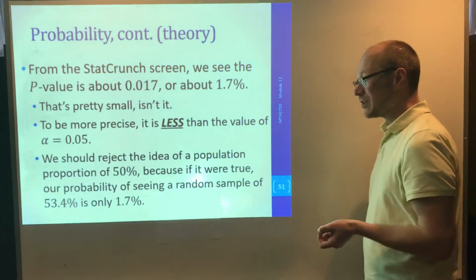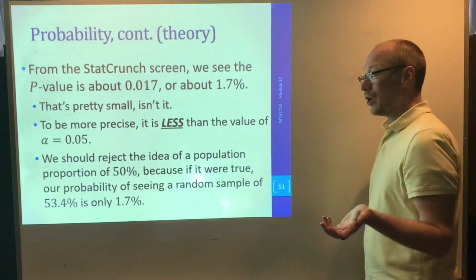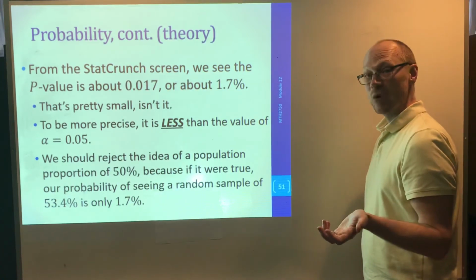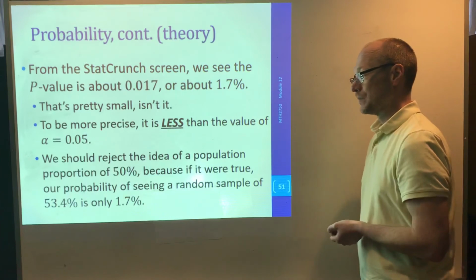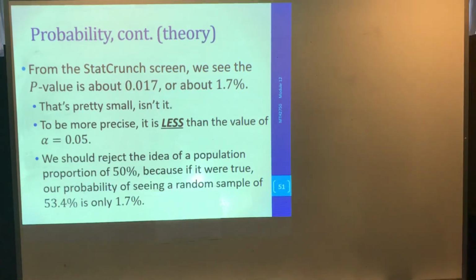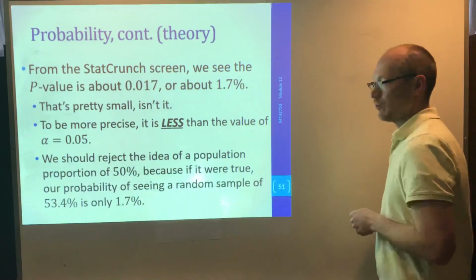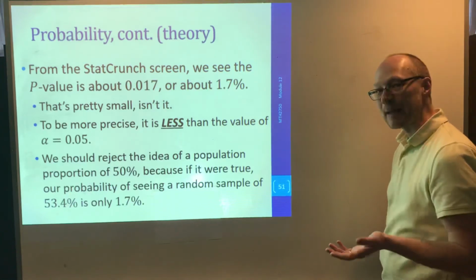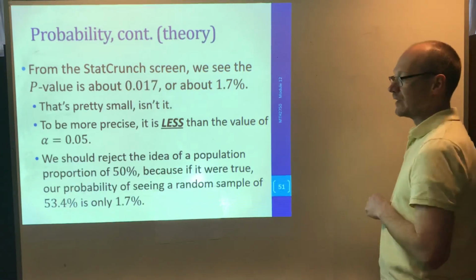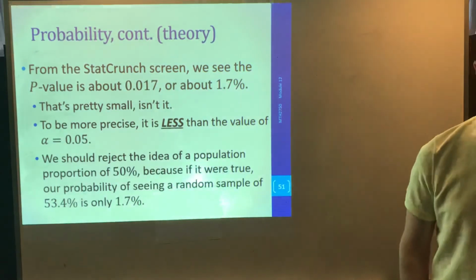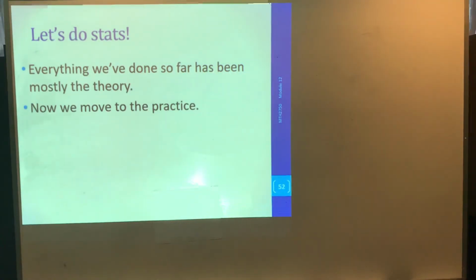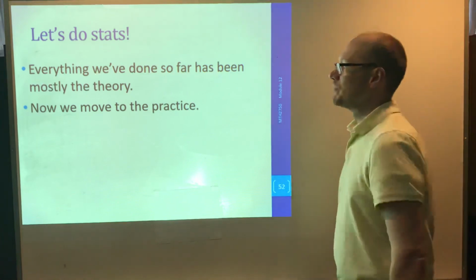Because if it were true, the probability of seeing a 53.4 wouldn't be as low as 1.7, right? I think that's kind of a typo in that. I'll have to fix that. If it were true, our probability of seeing, it's not a typo. If it were true, our probability of seeing 53.4 is only 1.7%. That doesn't happen. That's why we reject it as being false. Okay? Whew. All right. So that's the theory.